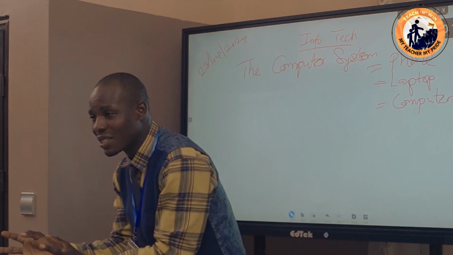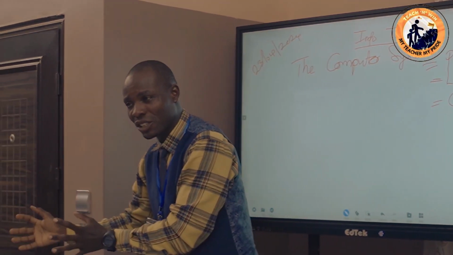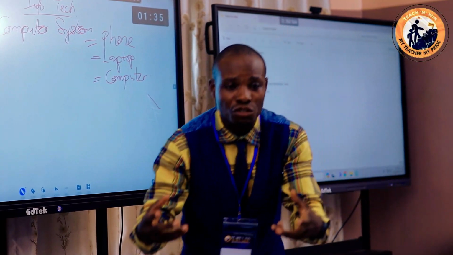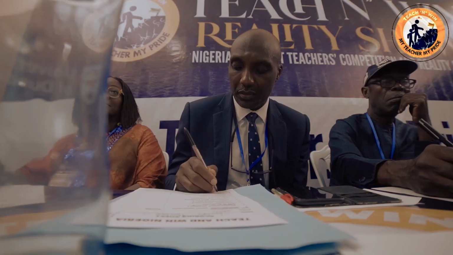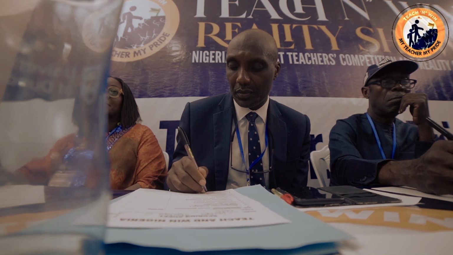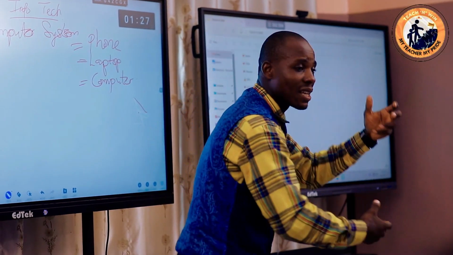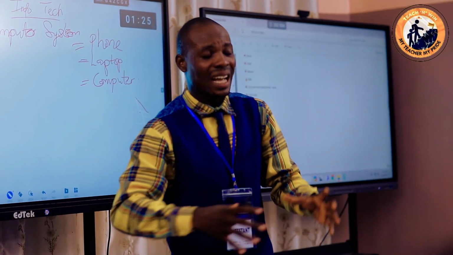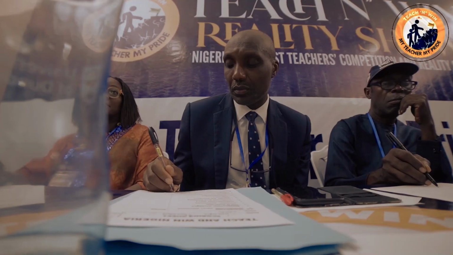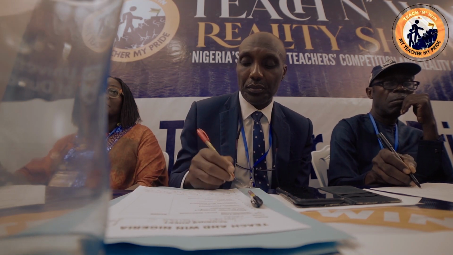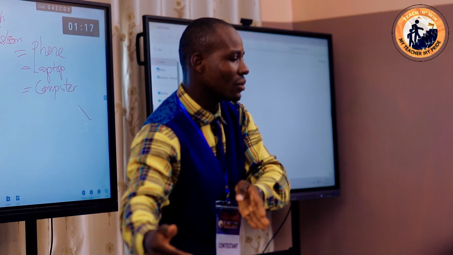What has happened within you is everything that just happened within the computer system. The computer system is an electronic machine. We call it an electronic machine because it uses electricity. It is an electronic device. So the computer system is an electronic machine that accepts data, processes data, stores data, and gives you information.